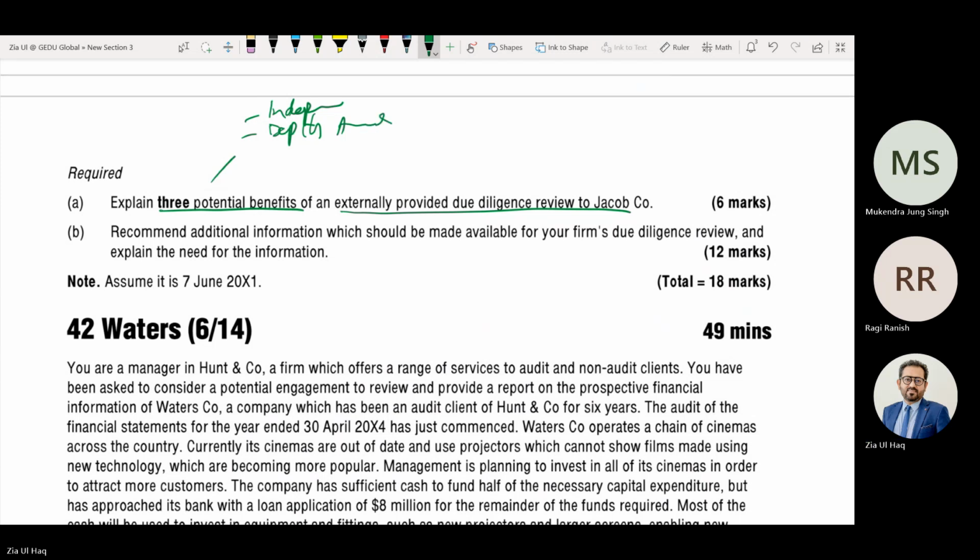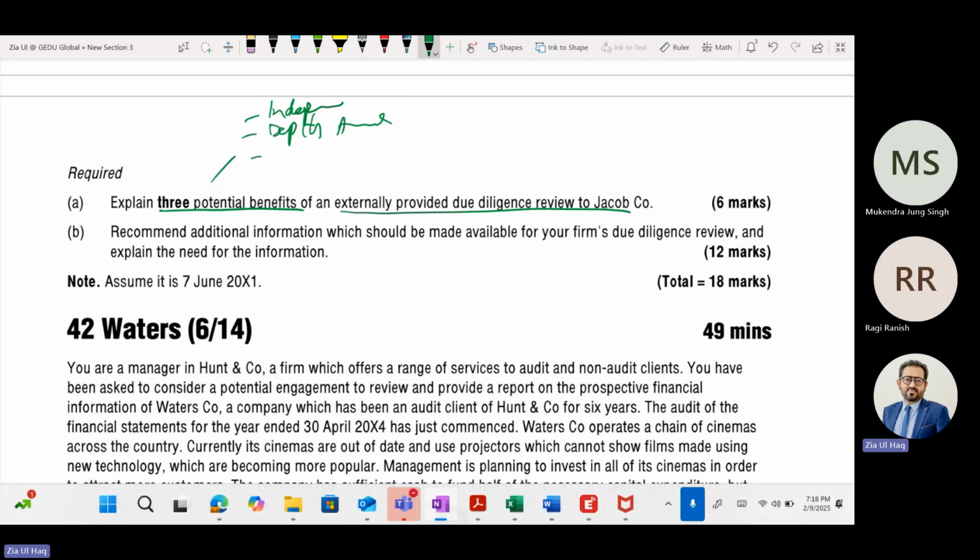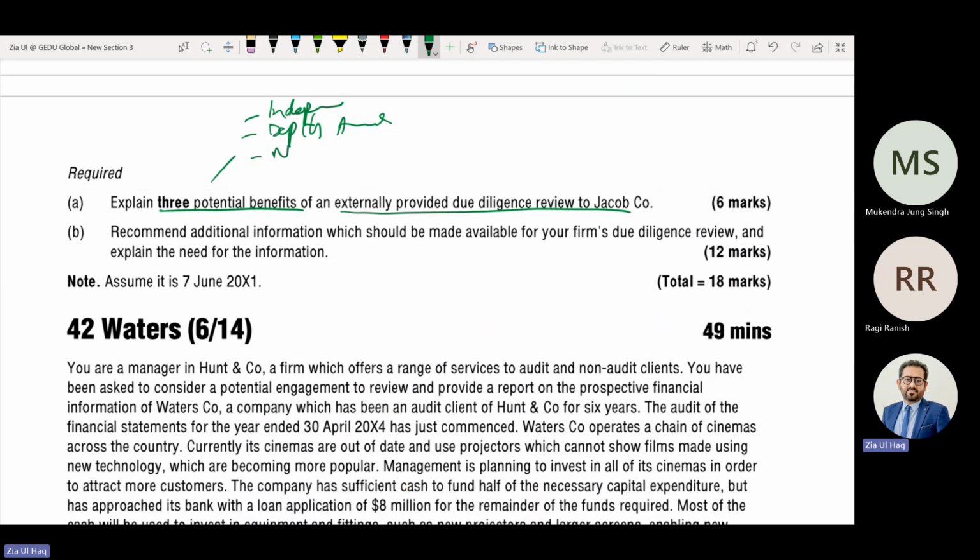What else? What could be the other benefits of externally provided due diligence report rather than through internal person? If you are sending any of the internal person, if he is performing this due diligence, his main role that he is performing on permanent basis in the organization could be affected. And through external, management will be focusing on their main areas as well. And this additional assignment will automatically be performed, meaning there will be no disturbance in your routine duties.